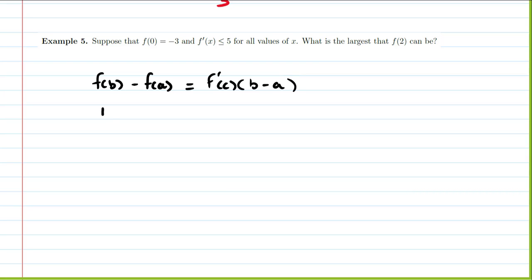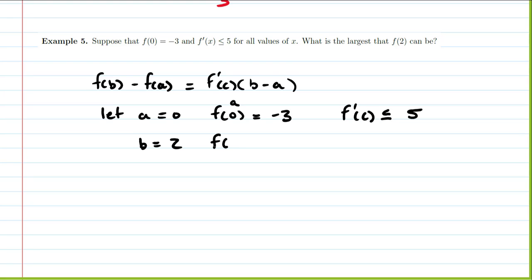Well, let's let a equal 0. Then f of 0 we know is negative 3, or in other words, f of a is negative 3. We know that f prime of c is less than or equal to 5. We want to know, well, what's the largest f of 2 can be? So in that case, we would have b equals 2. F of 2 is the question mark. This is what we want.